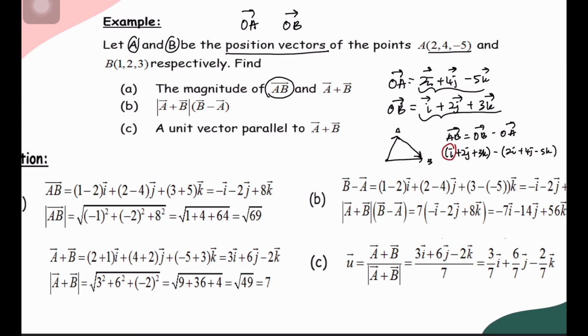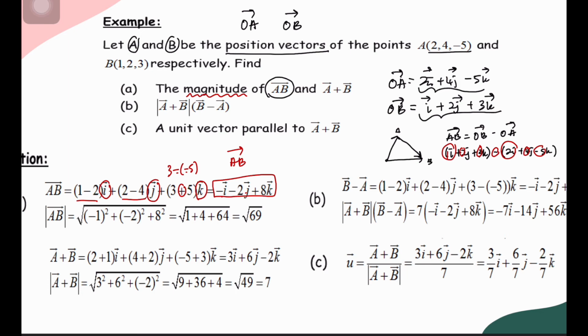So for the vector i, 1 minus 2. Then you have 2 minus 4 for the vector j. And you have here 3 minus negative 5 for the vector k. Minus and minus will give you positive here. Therefore, 1 minus 2 is negative i, 2 minus 4 is negative 2j, 3 plus 5 is 8k. So this one is your AB. The question asks you to find the magnitude, so it's not done yet.